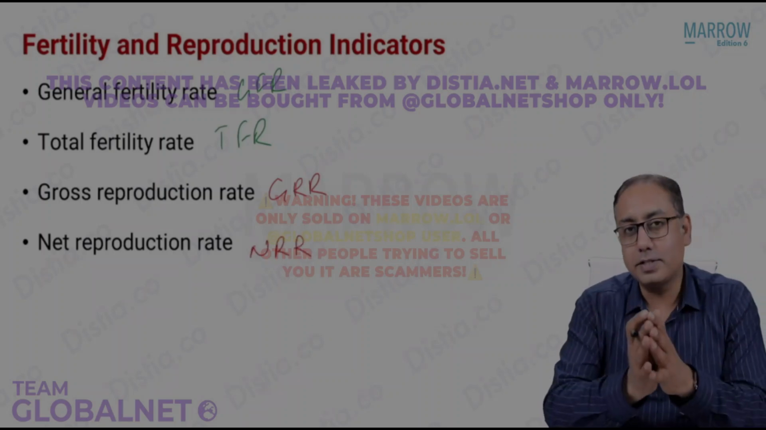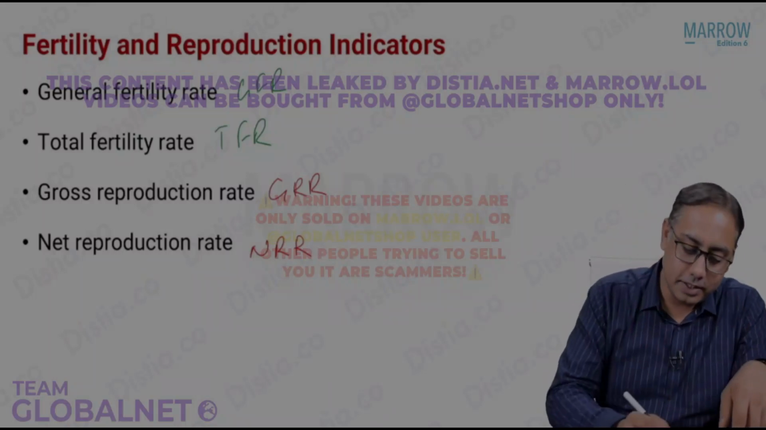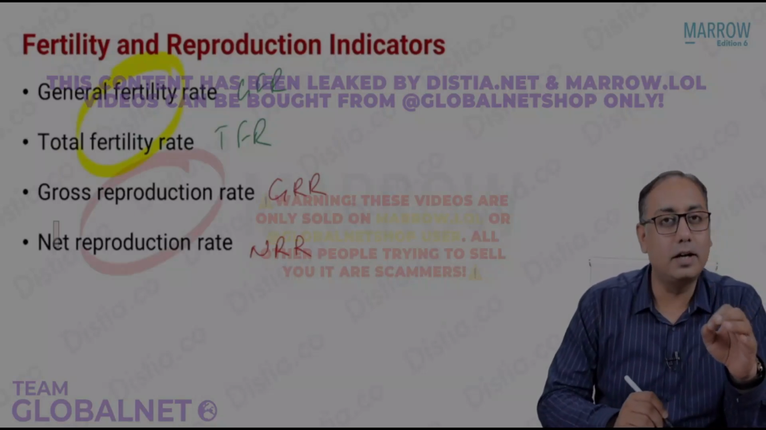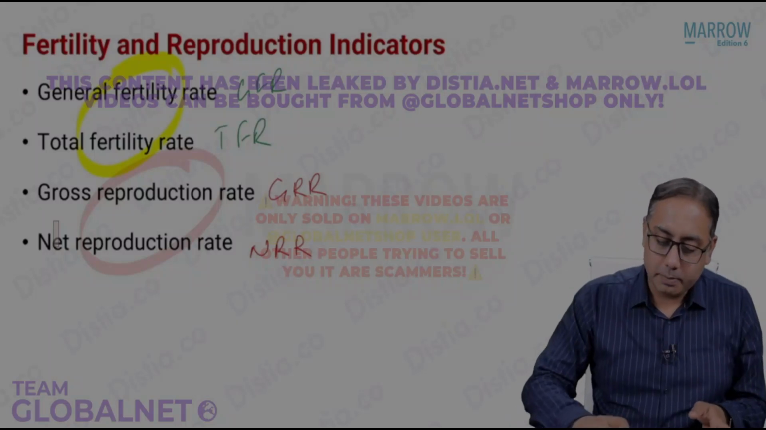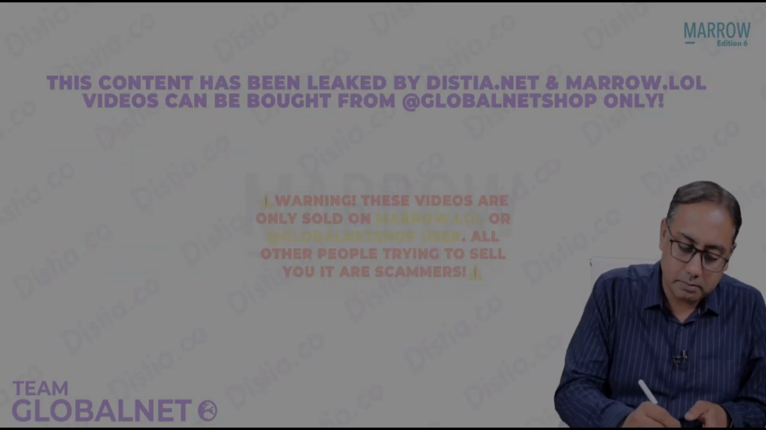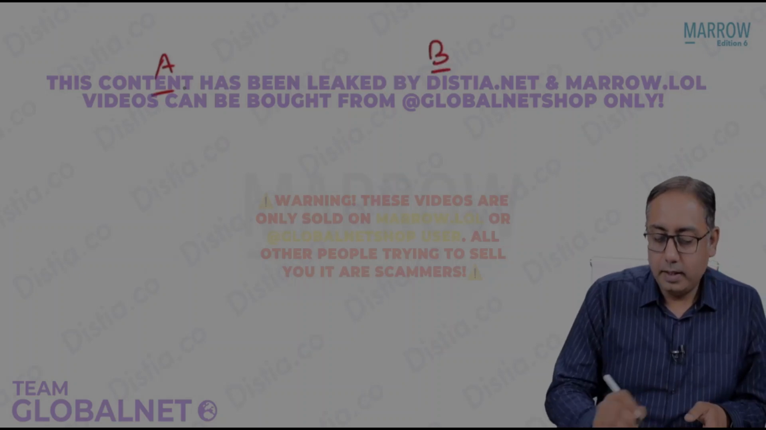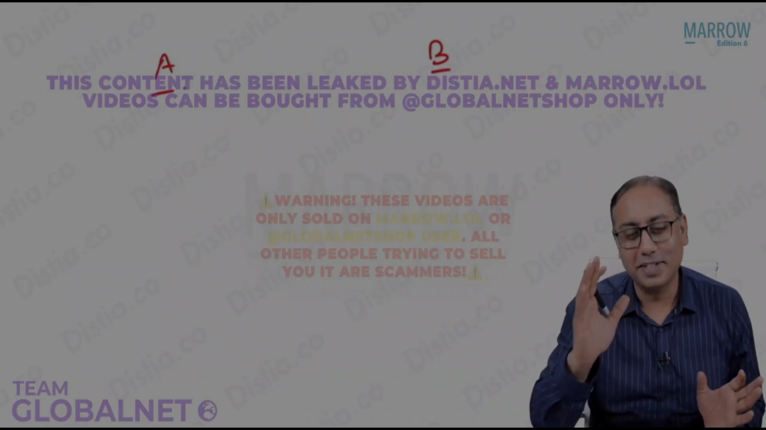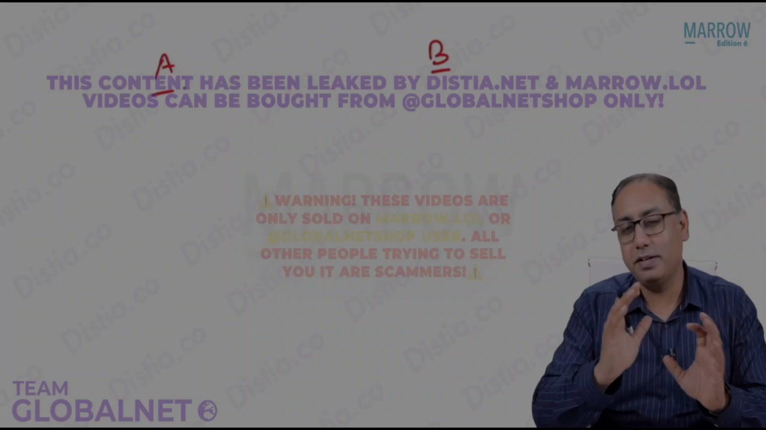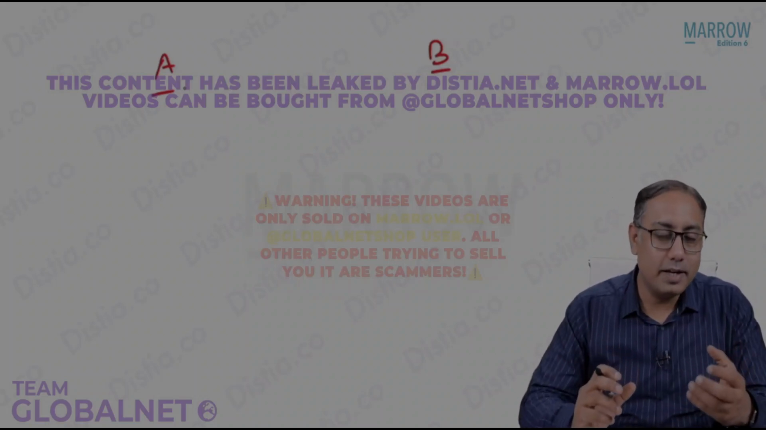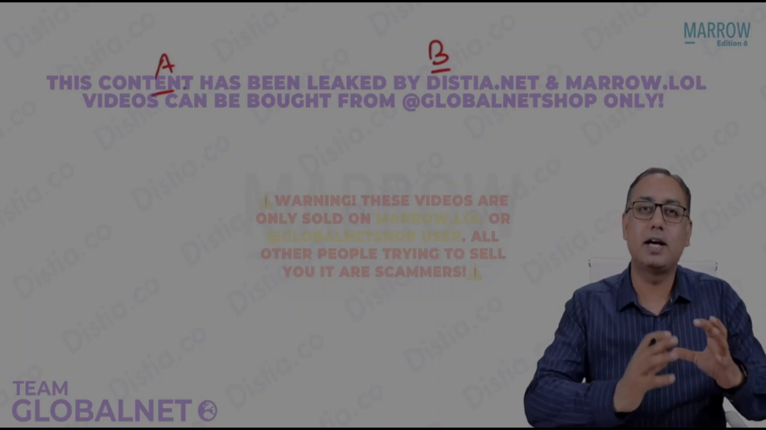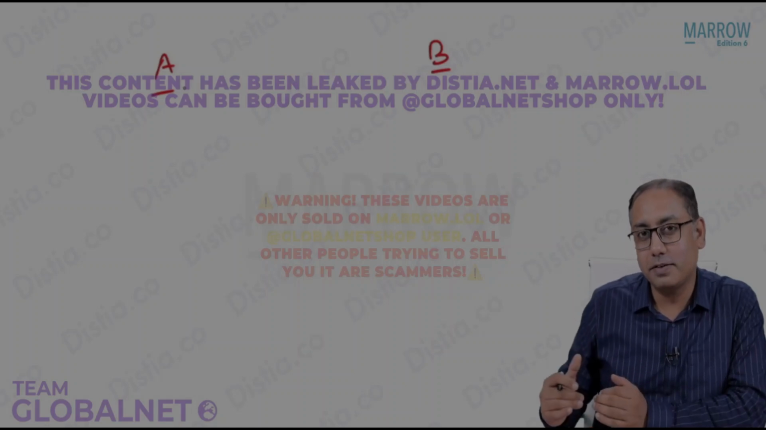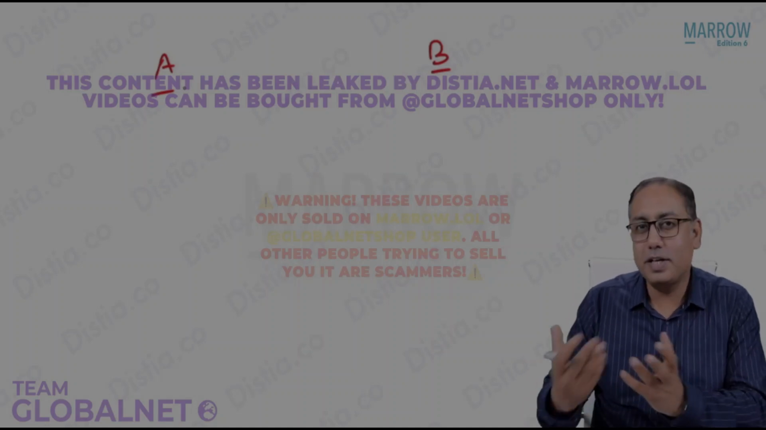If you see from my eyes, I don't see these 4 indicators. I see only 2 indicators: a fertility rate and a reproduction rate. Just imagine that there are 2 areas. Let us say that you want to build a medical college. You are the Prime Minister, Home Minister, Health Minister, whatever minister. In which area? Either you choose an area which is growing very nicely and has a lot of potential to grow, or you put a medical college in an area which has less services and less potential to grow. So which area would you choose?